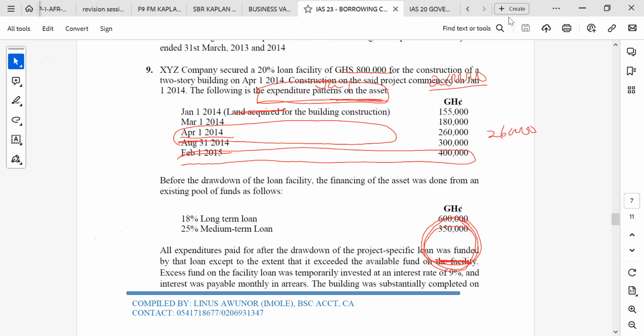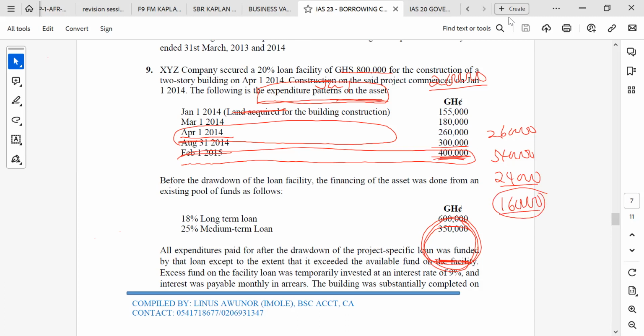540. So that will be 540. On August 1, we are going to be paying from the loan again, isn't it? So that will leave 240. In February 2015, we are going to be paying 240, but we are making an expenditure of 400. So we go to the general borrowing, or the existing borrowing, again and take 160 out of it.